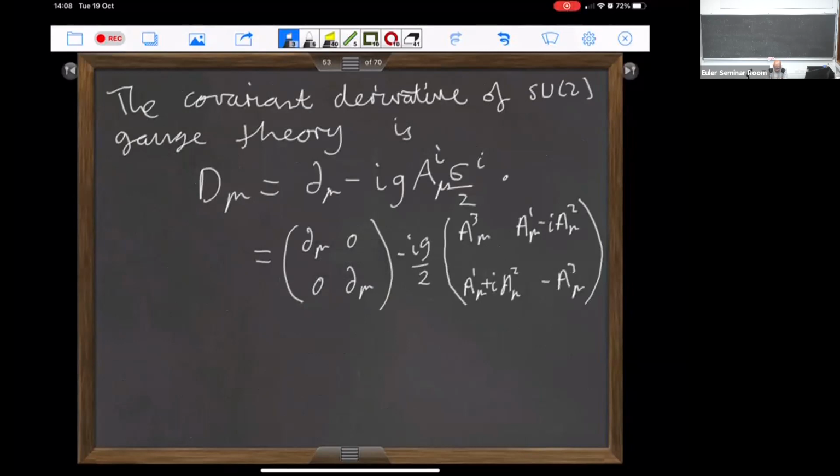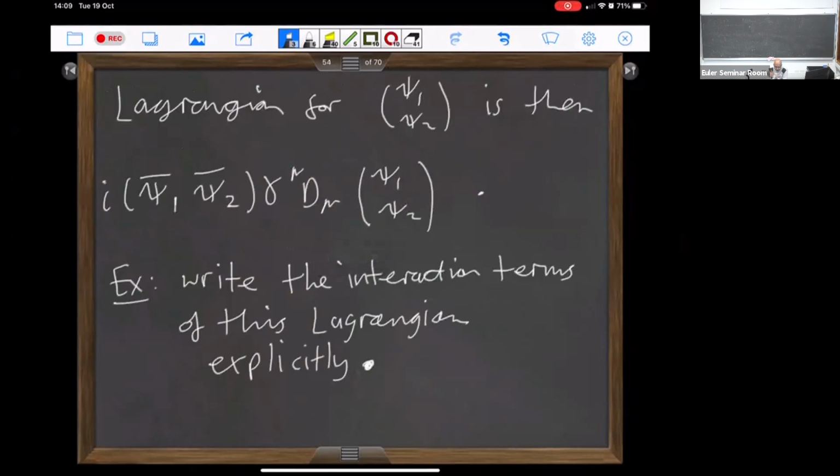And then with that definition, the covariant derivative is given explicitly here, and we've introduced a gauge field for each of the 3 generators of SU(2). And we've written it out explicitly as a 2x2 matrix to emphasize that we're able to calculate this covariant derivative acting on the SU(2) doublet of fields psi1 and psi2. And so this is the Lagrangian as we've defined it, and hopefully you've been able to work out the interaction terms explicitly.